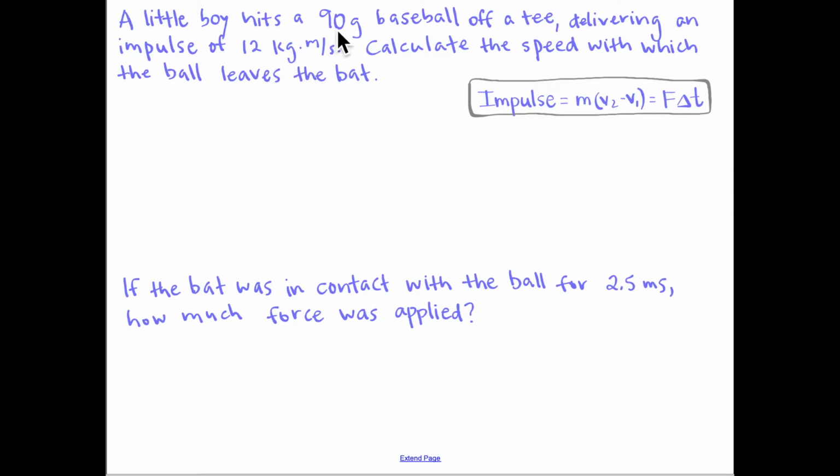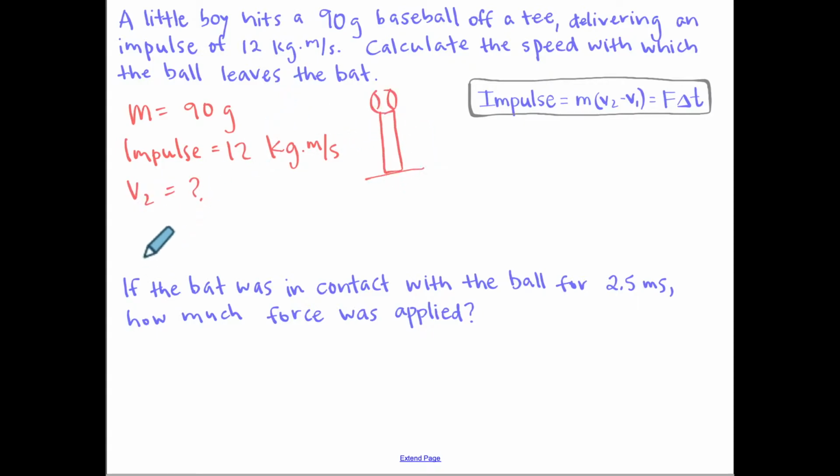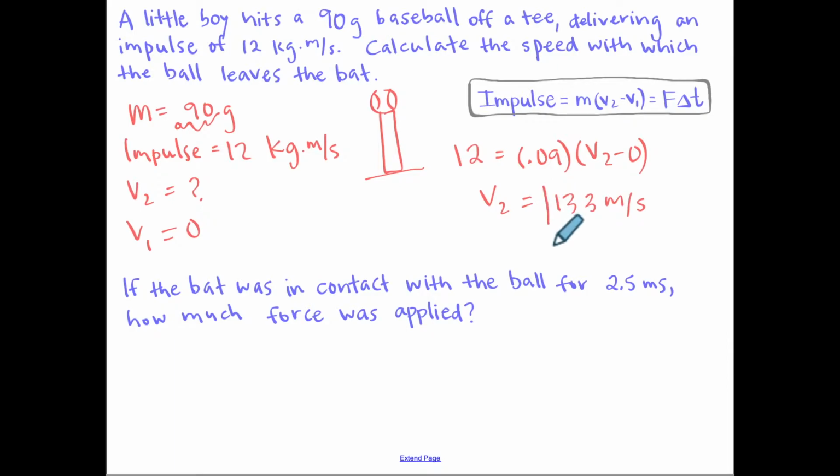Okay, here we have a mass of 90 grams, an impulse of 12 kilogram meters per second, and it wants us to calculate the speed with which the ball leaves the bat. Now, if this ball is sitting on a tee, the V1 is going to be 0. So we can plug in for impulse 12. For mass, we have to convert to kilograms, so 0.09. And then V2 is what we're trying to solve for, and V1 is 0. And then we solve for V2, and we get 133 meters per second.